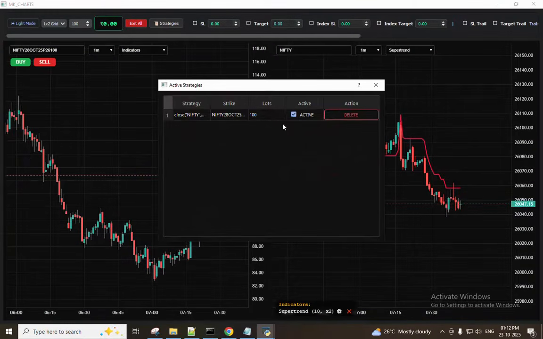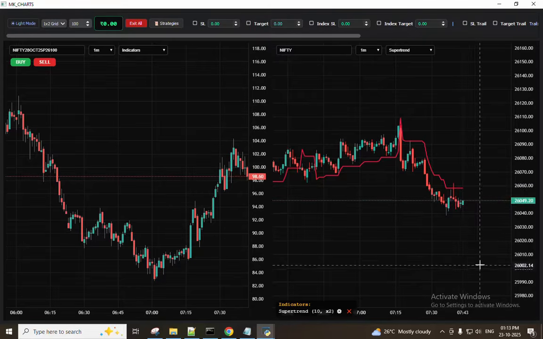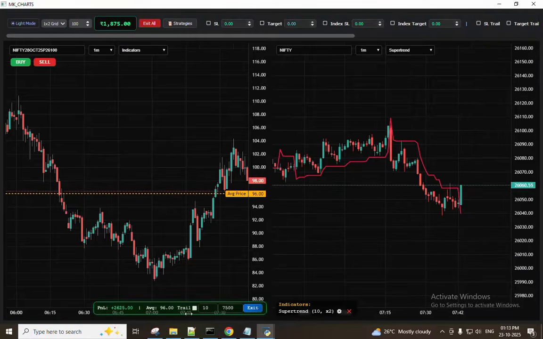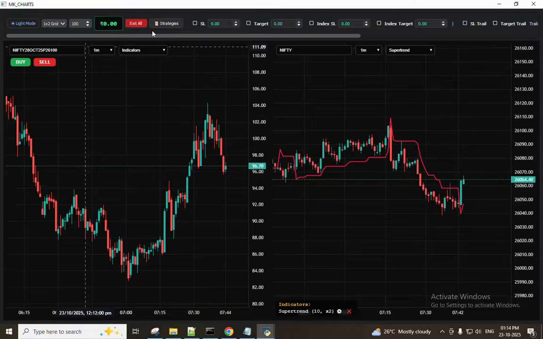Under the strategies you can see the added strategy. You can activate or deactivate the strategy from here. Now the strategy is added. Okay, the price touched the Supertrend and here you see the order is placed.